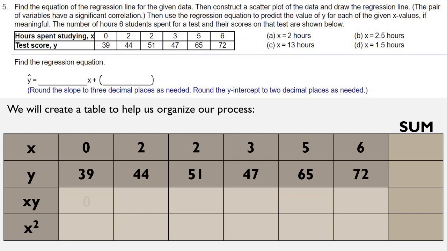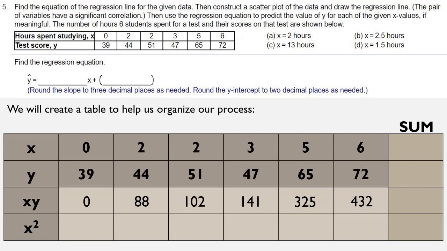0 times 39 is 0. 2 times 44 is 88. 2 times 51 is 102. 3 times 47 is 141. 5 times 65 is 325. And 6 times 72 is 432.